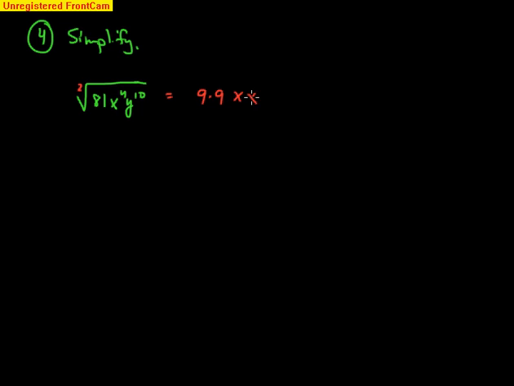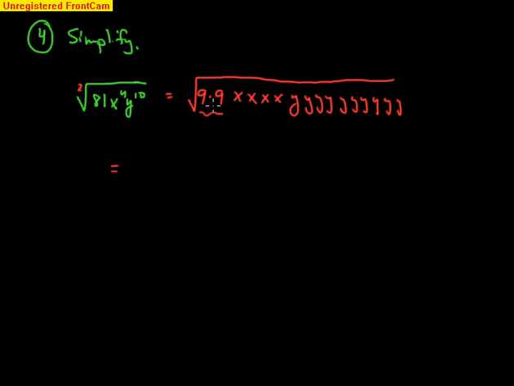Now, this x to the 4th, there are 4 x's. And this y to the 10th, there's 10 y's. That's 1, 2, 3, 4, 5, 6, 7. That's 10. So that's all underneath this square root. So the idea is for every 2, 1 comes out. So there are 2 9s. So a 9 is going to come out, and they both go away.